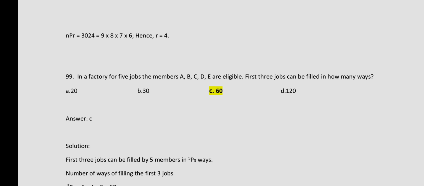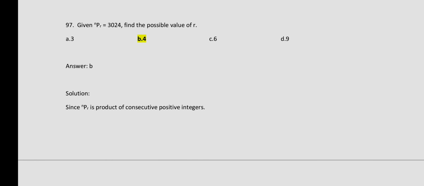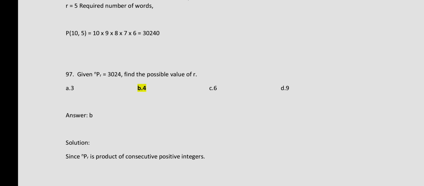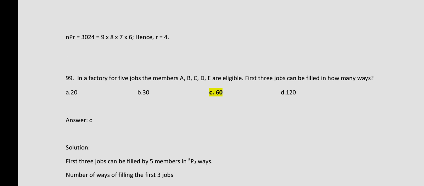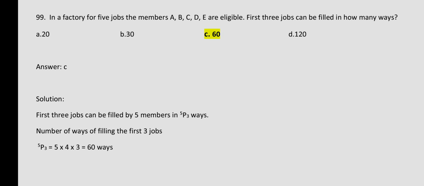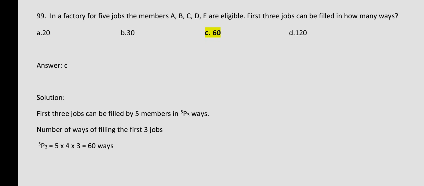Nawala yung number 98. Ito, number 98 natin to. In a factory for 5 jobs, the members A, B, C, D, and E are eligible. First 3 jobs can be filled in how many ways? Nakita mo tong tanong na to, sagot dyan ay letter C, 60.